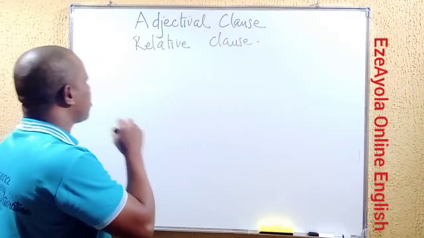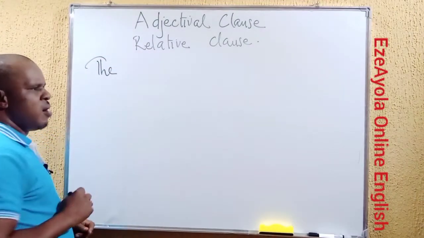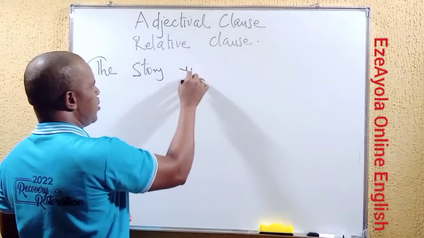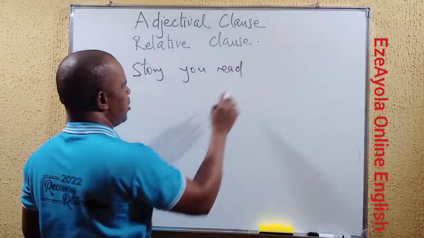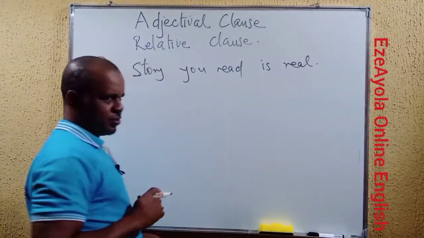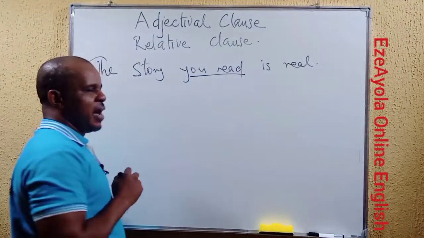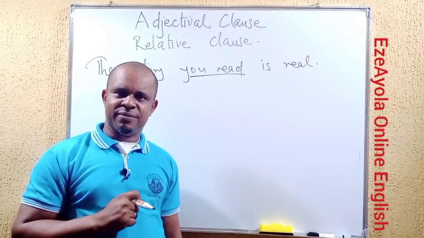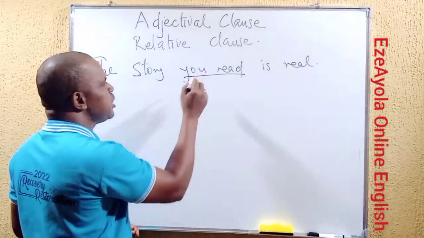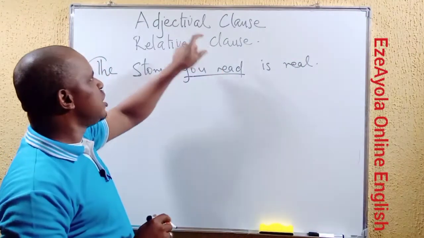Now, adjectival clauses. If we have an expression like, the story you read is real. The story you read is real. And I happen to underline you read. The story you read is real. Now, from the expression, I've chosen to underline you read as a group of words. Then we look at this, we call it adjectival clause.